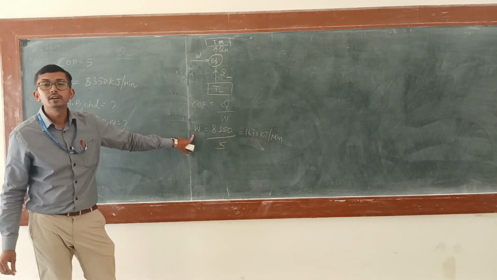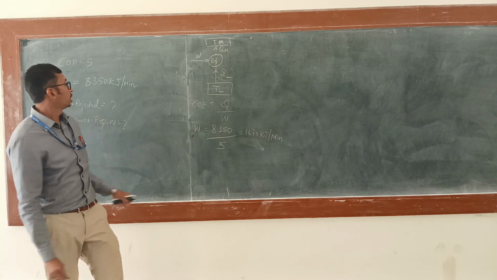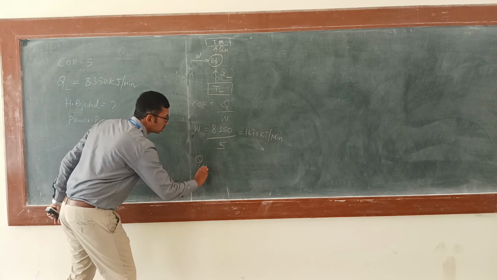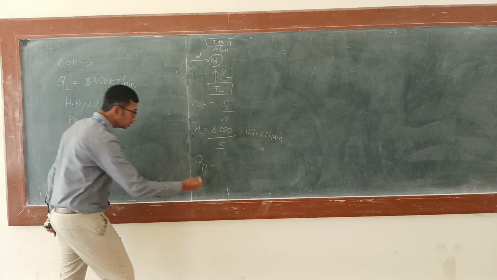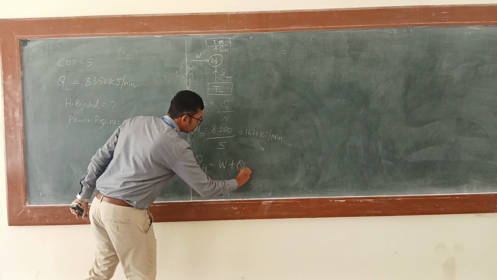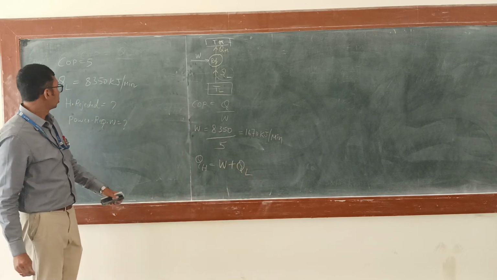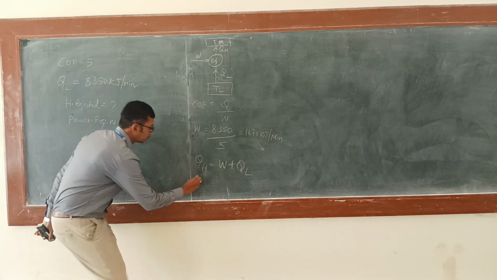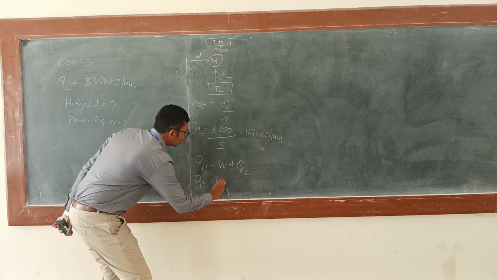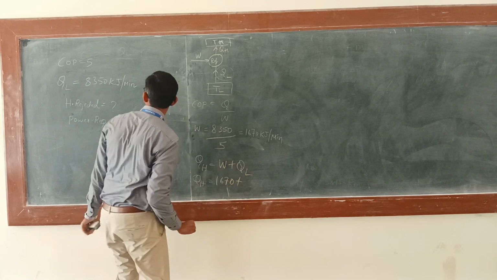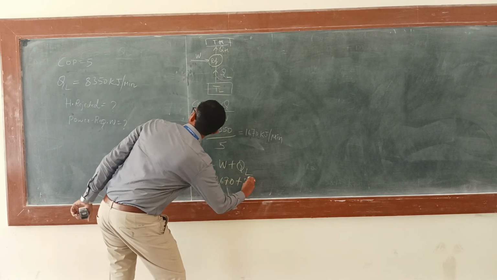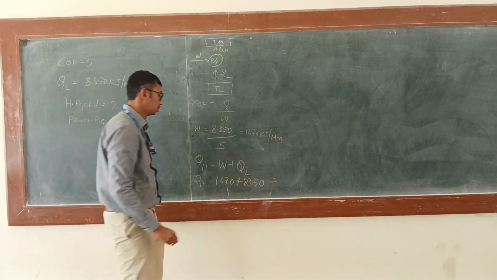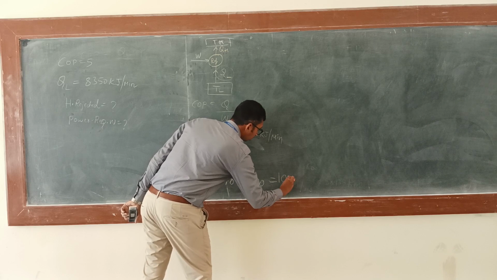So we found out the W. Next, we need to find out what? Heat rejected. So QH is equal to how much? W plus QL. We know the value of QL, we know the value of W. So substitute: QH is equal to 1670 plus 8350, is equal to how much, sir? 10,020.